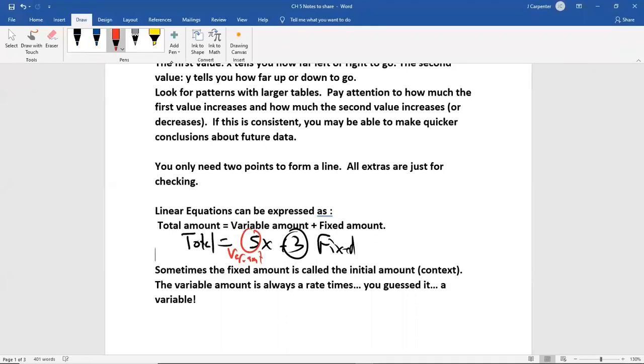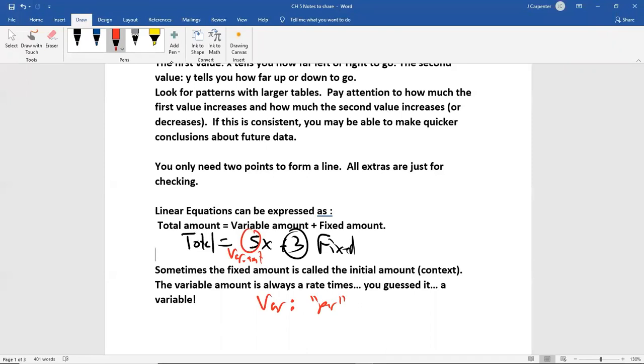When you're dealing with real world context, the variable amount usually has the word per in it. So it'd be like $5 per ticket. It's not saying you just pay $5 no matter what, it's based on the number of tickets. It's an independent-dependent relationship.